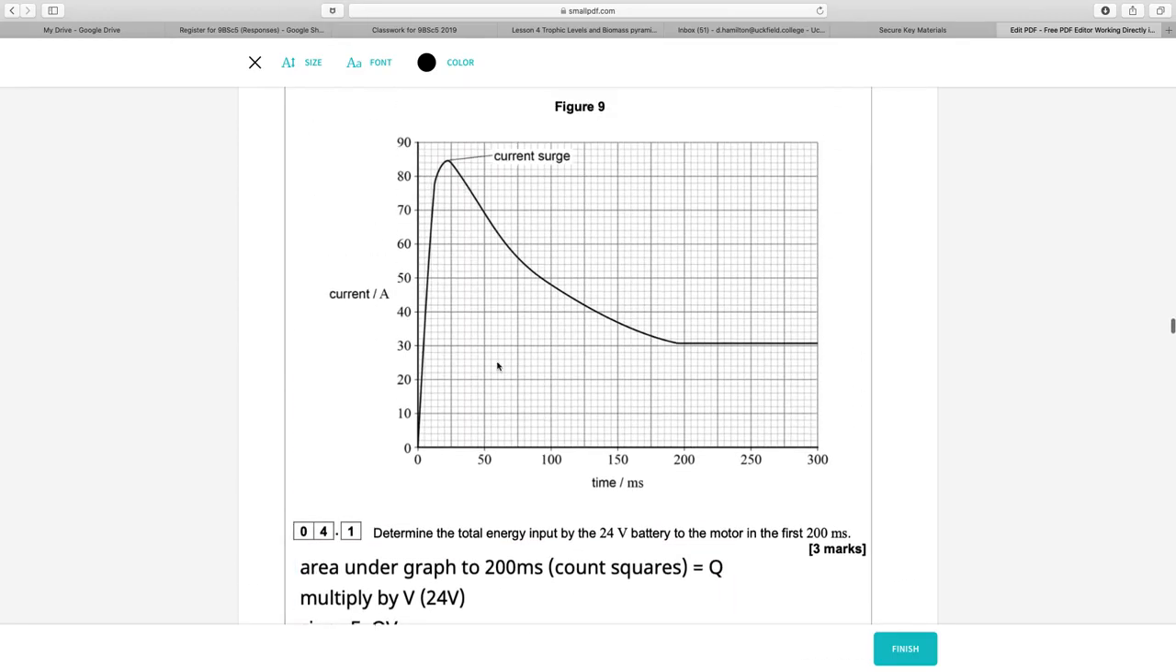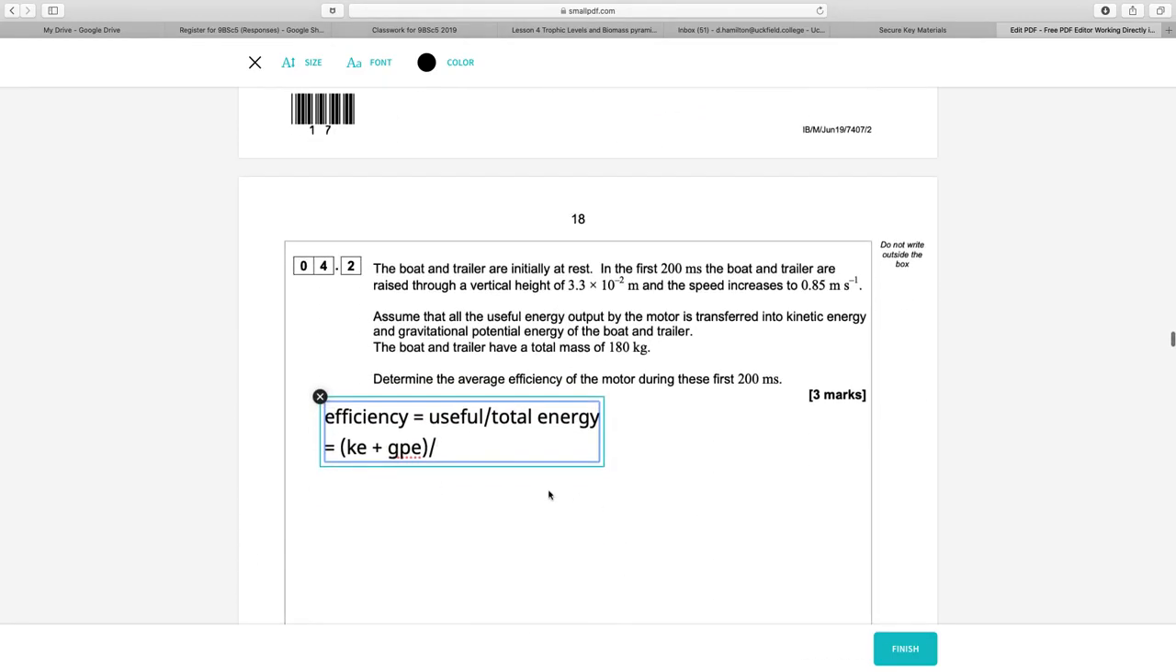Well, we've already worked that out up here, remember? Total energy input, 240 joules. So your KE, if you work that out, half mv squared, there's your V, there's your M. Half mv squared gets you 65 joules. mgh gets you 58.3. And then you divide that by 240. And that will give you 0.51 or 51%.